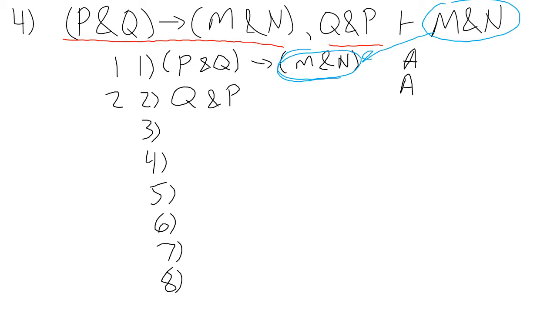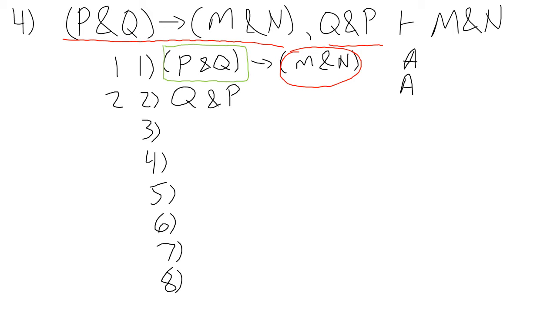So that's going to tell me that I just need to get this arrow removed to get m and n, and I'll be done. So I have a conditional statement here in the first line. Again, main operator is the arrow because I got parentheses around the p and q, parentheses around the m and n. Now our question should be, do I have this left side? The answer is no. I don't have it anywhere. I need it written exactly like that, and I just don't have it yet in the proof.